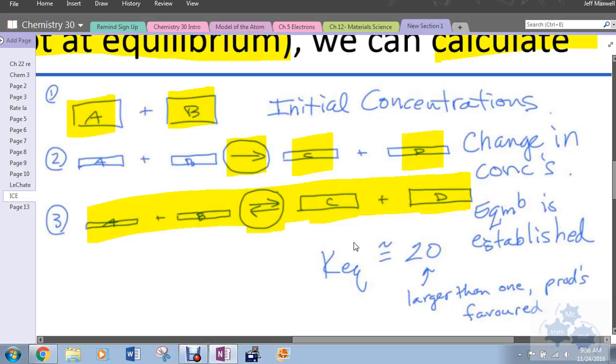Now, if you notice down here, you see this? I said the KEQ in this situation was around 20. And that, of course, is larger than 1. And so we would guess that there would be more products present at equilibrium. Okay? Now, if this KEQ was 200, how would this equilibrium picture look? Anyone? If this was 200, how would this equilibrium picture look?